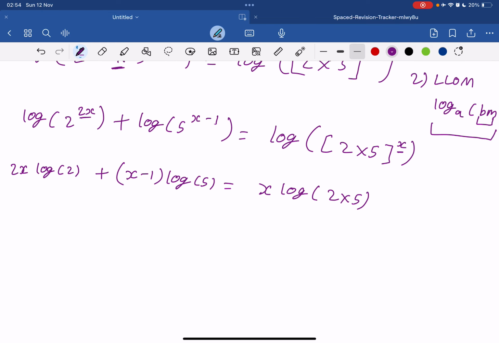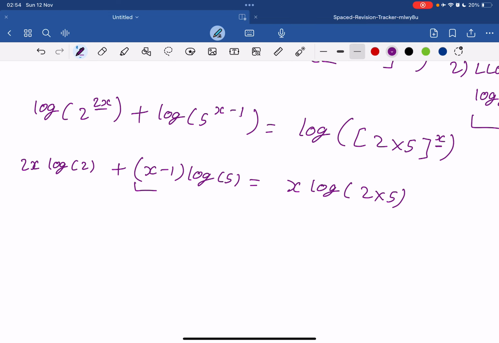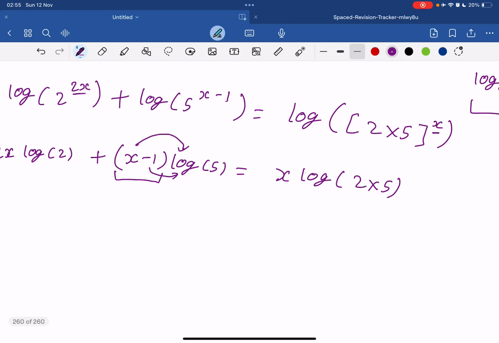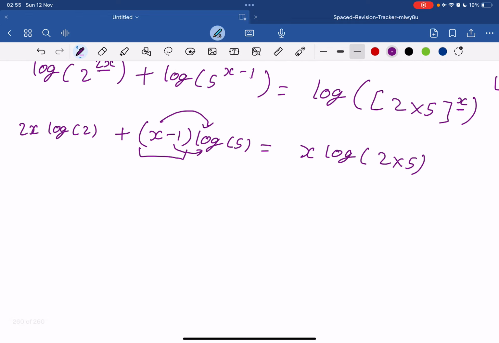Now what I notice with this is, remember, this x minus 1 is being multiplied by log base 5. So using the distributive property of multiplication, I can multiply x by log base 5 and minus 1 by log base 5. So let me do that. 2x log 2 plus x log 5 subtract log 5. Minus 1 times log 5 is minus log 5 equals x log 2 times 5.